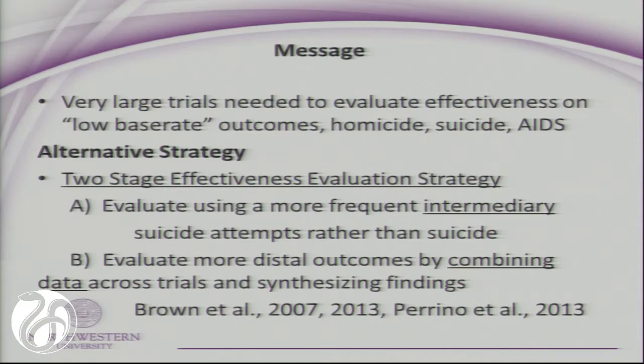So there's two stages that you might use for evaluating effectiveness. One of them is to look at an intermediary variable as opposed to the main outcome you might want to be looking at. Suicide attempts, for example, versus suicide is a good example of trying to do that. The other way is to combine data across trials, which is what we've been very interested in doing. The data are out there from many studies if you can simply combine them together.